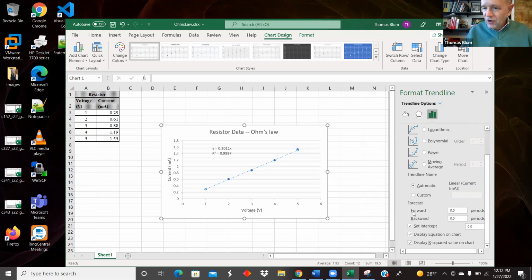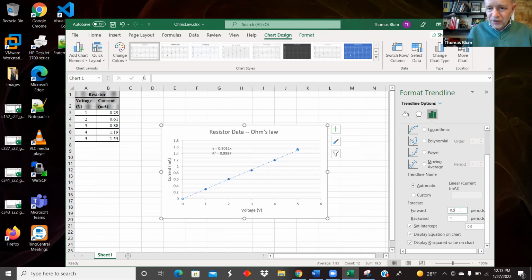So you can forecast forward or backward. I'm not quite sure why it's calling it period, but my first data is 1, and I want to go backward by 1 to get to 0. So I can put in a 1 under the backward and get it to go through the origin. So set intercept was changing something about the fit equation. But if you want to change the display of the fit line, that's forecasting.